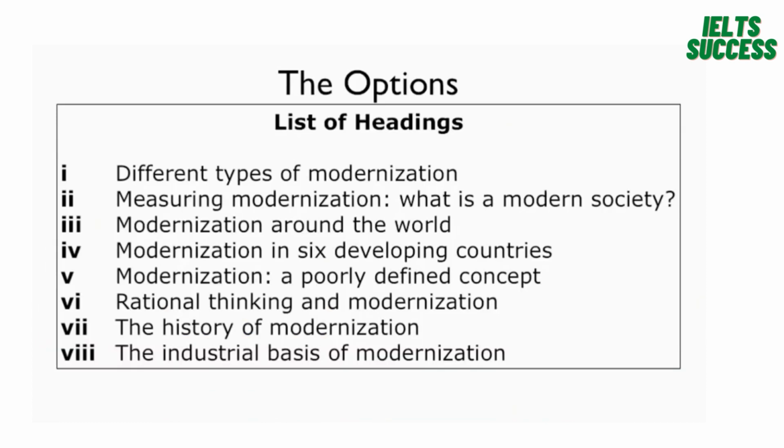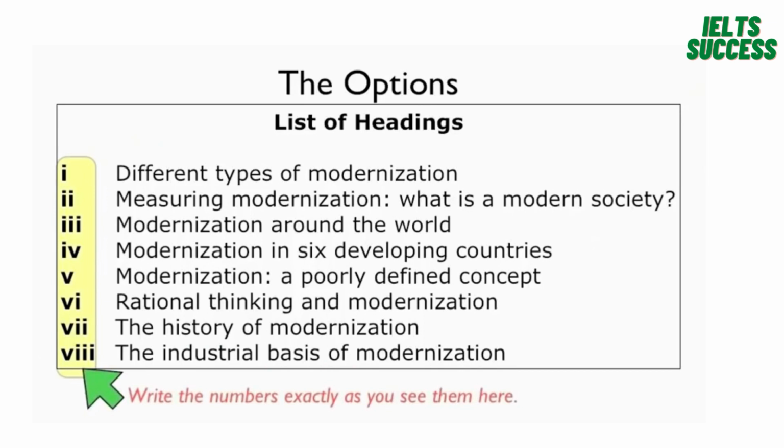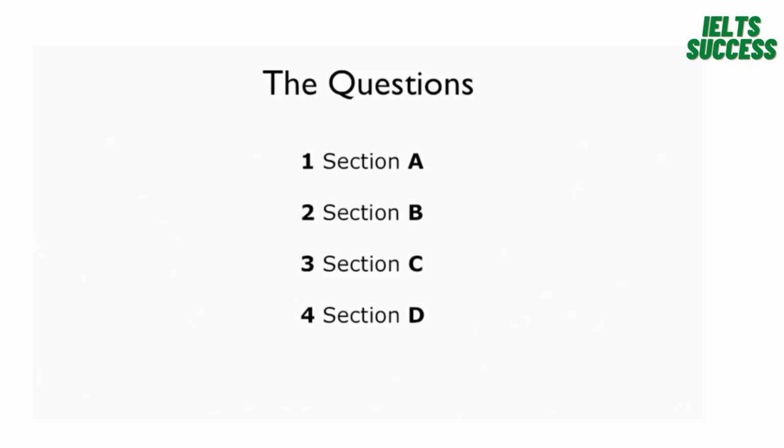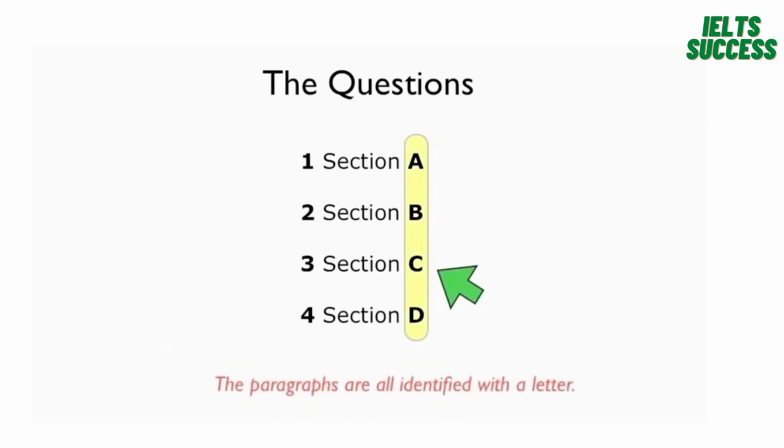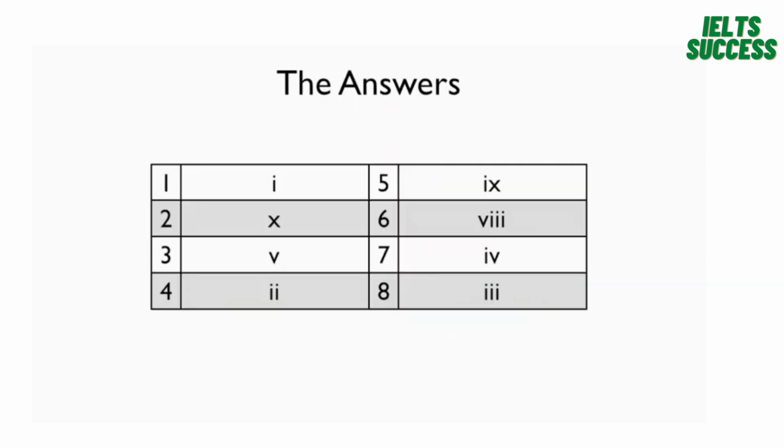This is what a list of headings looks like. On the left-hand side, you can see the Roman numerals. These are what you will write on your answer sheet. The questions are stated very simply: a number followed by the word section or paragraph, then letters on the right-hand side designating which paragraph or section you have to look at. The answers to the questions are always put in boxes on the answer sheet. What you see is an example of what the answer sheet would look like, and the answer would be written just as you see.